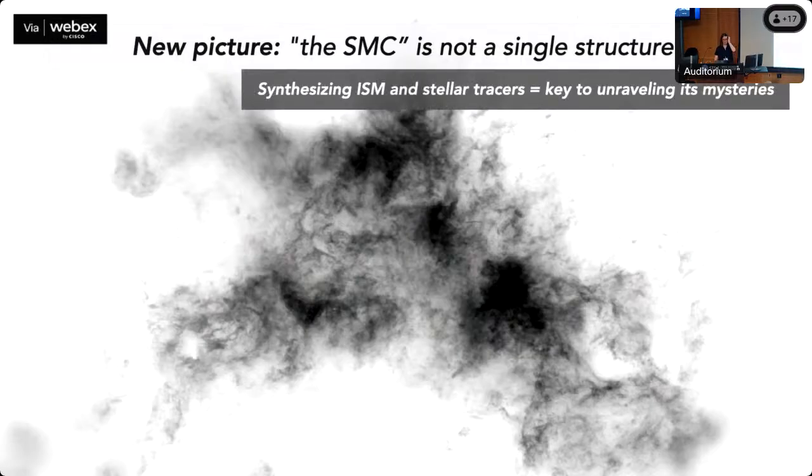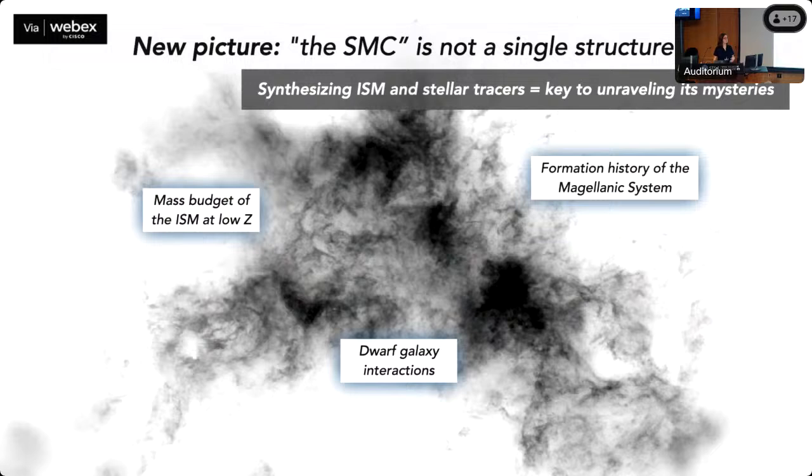Synthesizing ISM and stellar tracers is key to unraveling these mysteries, which will let us not only think about this galaxy as its own special snowflake, but think about the mass budget of the ISM at low metallicity, dwarf galaxy interactions, and also the formation history of the Magellanic System. And so I'll take questions with that.